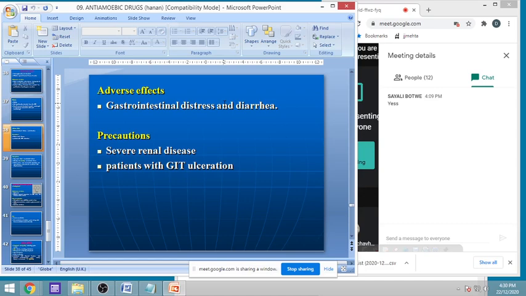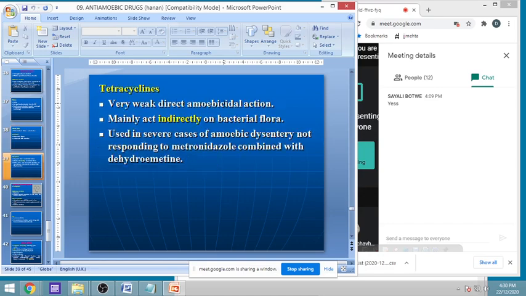Adverse effect, it causes GI distress and it can cause diarrhea. Now with paromomycin, amoebic dysentery can already be there, but it will also cause diarrhea. Care has to be taken accordingly. Precautions: in severe renal diseases and in patients with GI ulceration it should not be given.